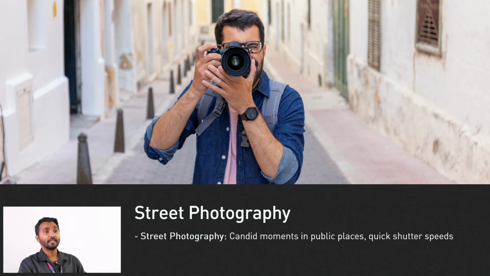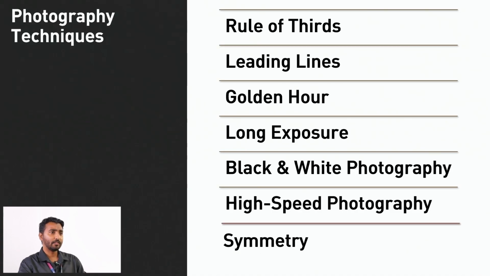Each type requires different techniques and equipment, making photography both a technical and creative field. To master a specific style, photographers need to understand the techniques best suited to the genre. Let's also look into some of the techniques used by professional photographers: rule of thirds, leading lines, golden hour, long exposure, black and white photography, high speed photography, also called short exposure, and symmetry.